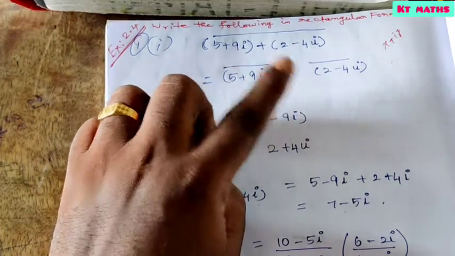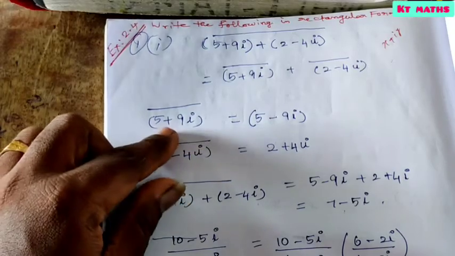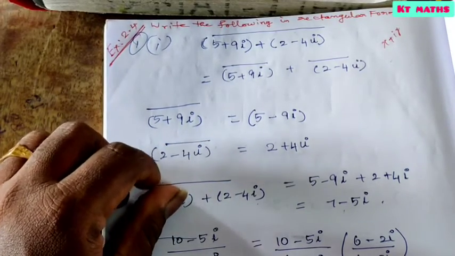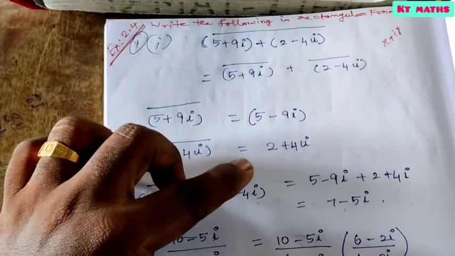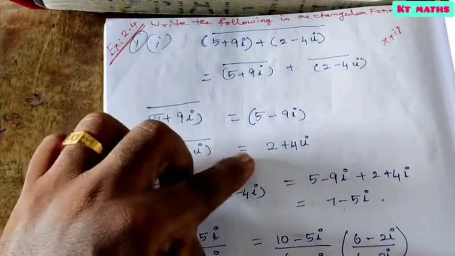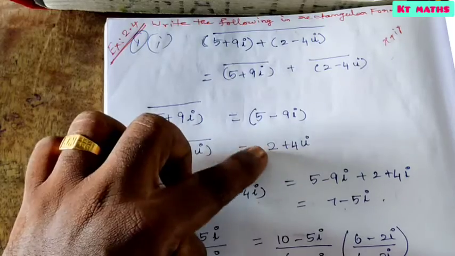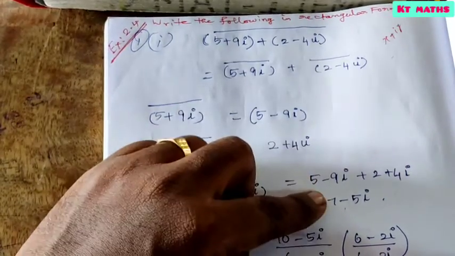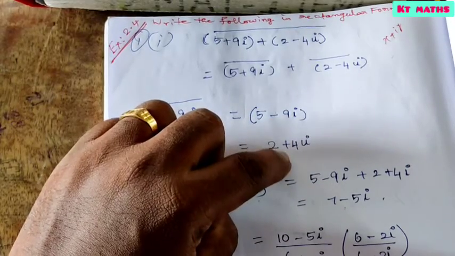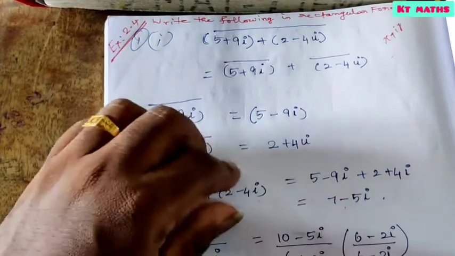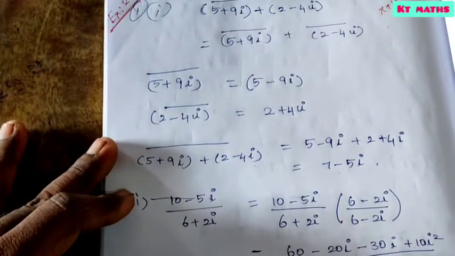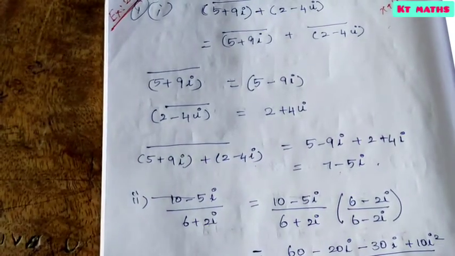Next, we find the conjugates of the two separately. The conjugate of 5 plus 9i is equal to 5 minus 9i. The conjugate of 2 minus 4i is equal to 2 plus 4i. Now we just need to add these conjugates. Adding, 5 plus 2 is 7 and minus 9 plus 4 is minus 5i. That's all. Now the second subdivision is 10 minus 5i by 6 plus 2i.